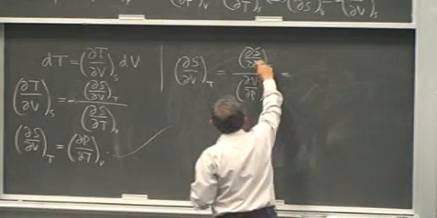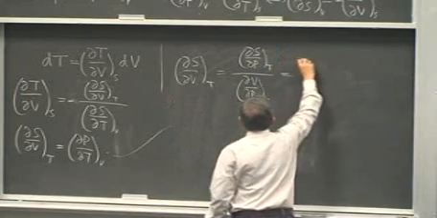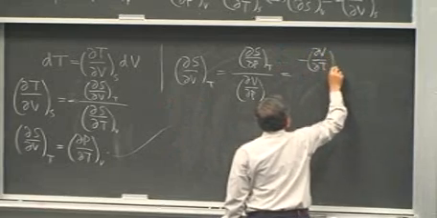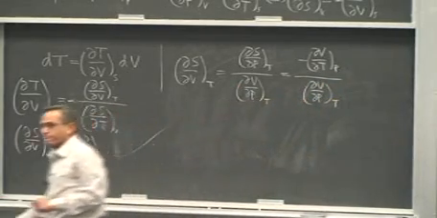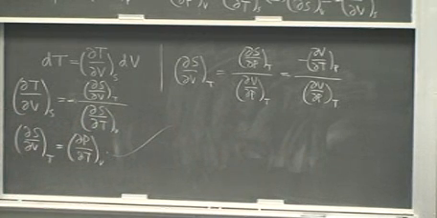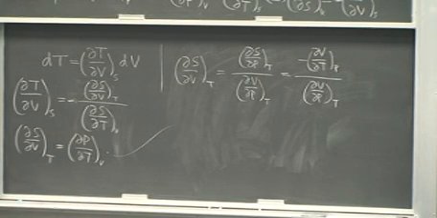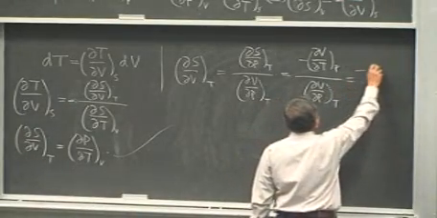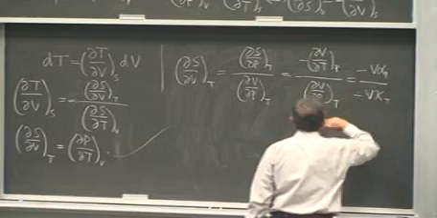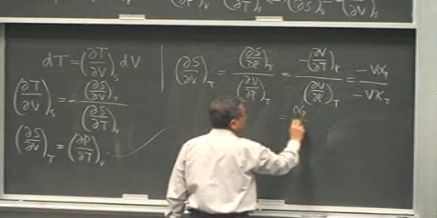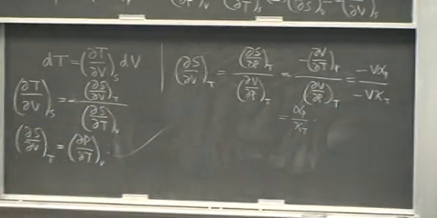And here I now change this into its Maxwell equivalent, which is minus dV by dT at constant P, and down here I have dV by dP at constant T. Correct? And because of this, I can now use dV by dT at constant P is V times alpha P in the numerator, and dV by dP at constant T is minus V times kappa T in the denominator. So I have minus V alpha P and minus V kappa T, and therefore this is equal to alpha P over kappa T. All right?